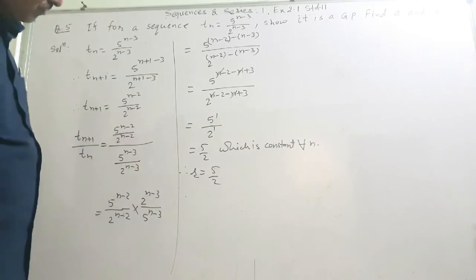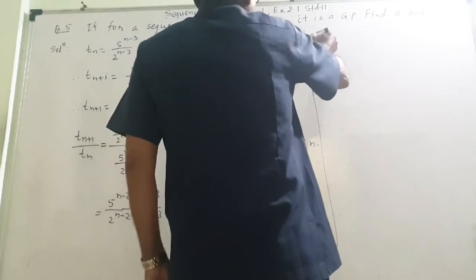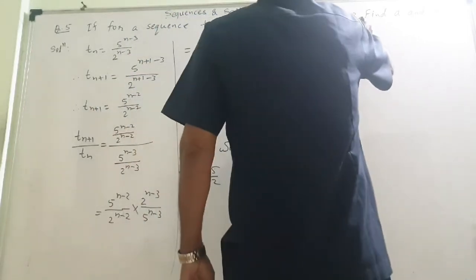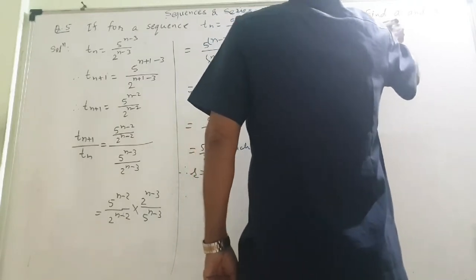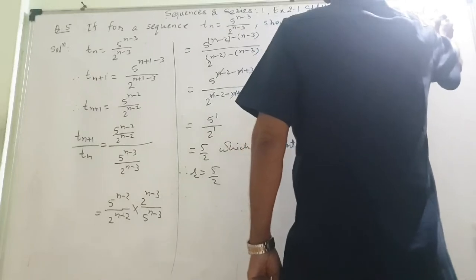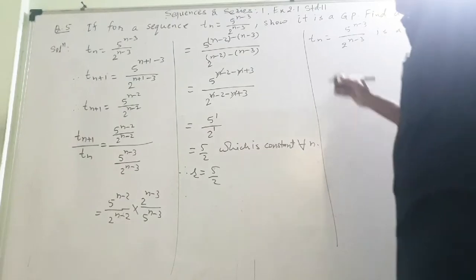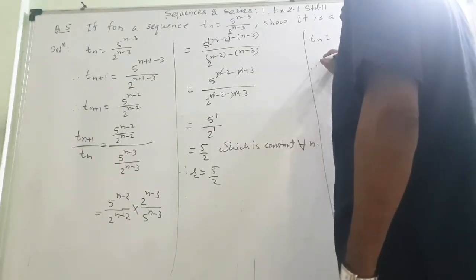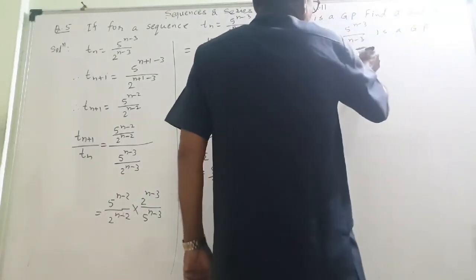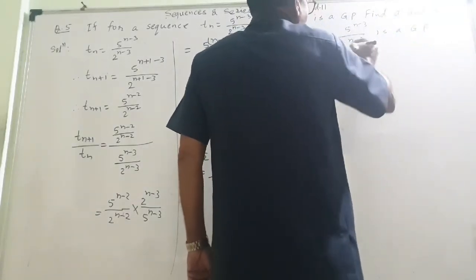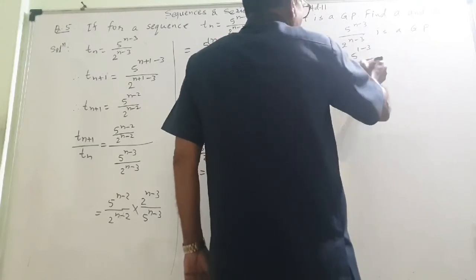The first term I want to find. Therefore, Tn equal to 5 raised to n minus 3 upon 2 raised to n minus 3 is a GP. It is a geometric progression. Why? R is constant. That's why it is a GP. Therefore, T1 I want to find because I want to find the first term. T1 is equal to 5 raised to, at the place of n I will write 1 minus 3, upon 2 raised to 1 minus 3.